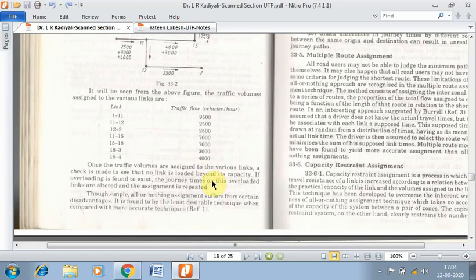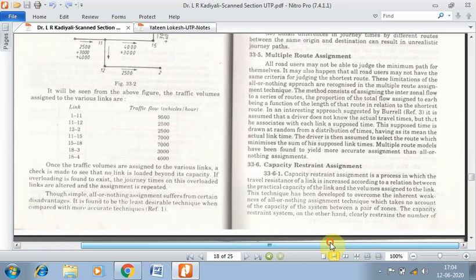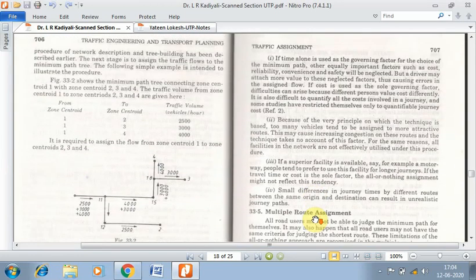So if the overloading is found to exist in some cases, then the journey time on the overloaded link is expected to be altered, and the whole assignment process needs to be repeated. Now this particular process is expected to be simple on small cases. All or nothing assignment, though it is simple, suffers certain disadvantages when compared to other available techniques we have in front of us. So those disadvantages are being shown here.